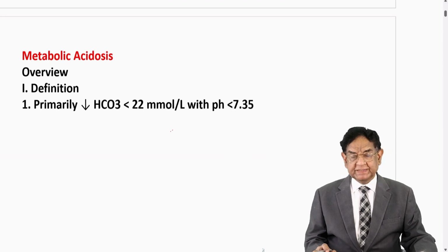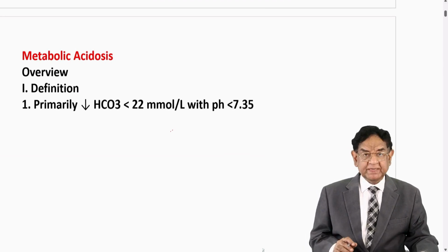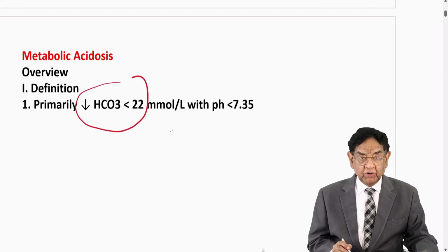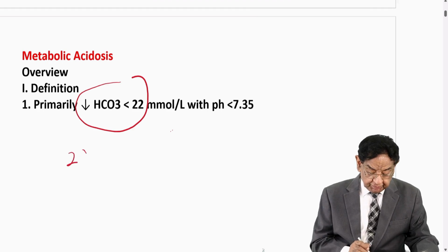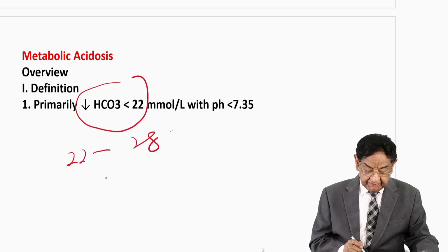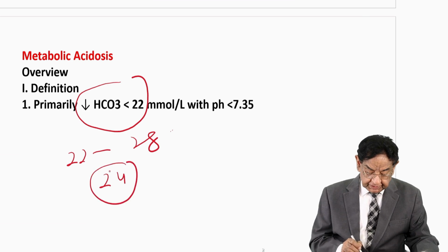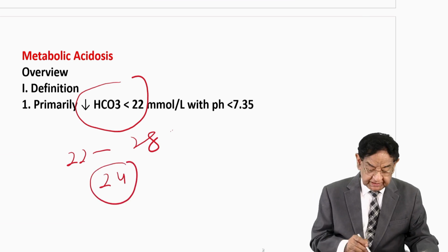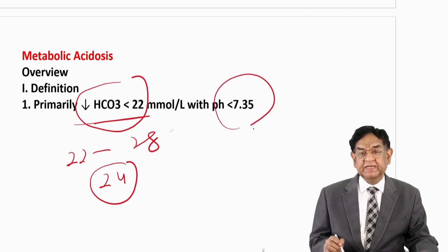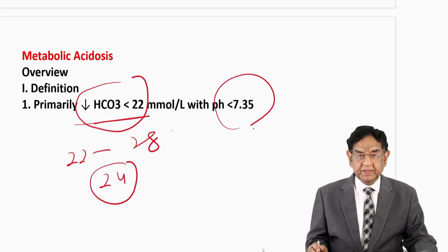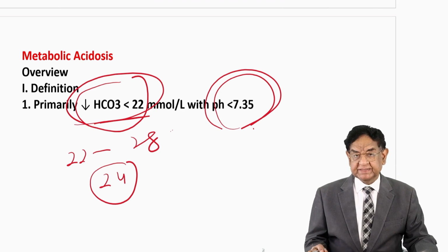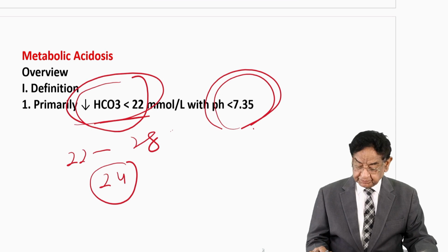Well, when we talk about the definition, we say metabolic when the bicarbonate level is less than 22 millimole. We all know very well the normal level is 22 to 28 millimole per liter, but for easy calculation, I'll be taking 24. So in metabolic acidosis, it is less than the lower limit. When you say acidosis, the pH is less than 7.35. So these two entities together define a case as a metabolic acidosis.